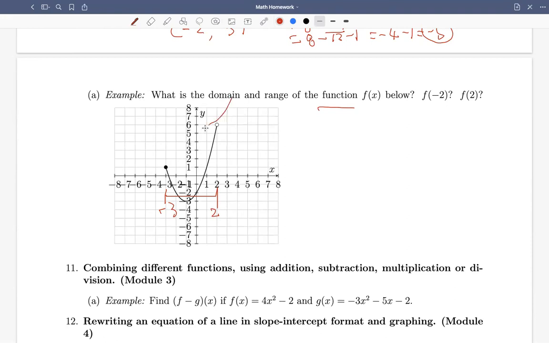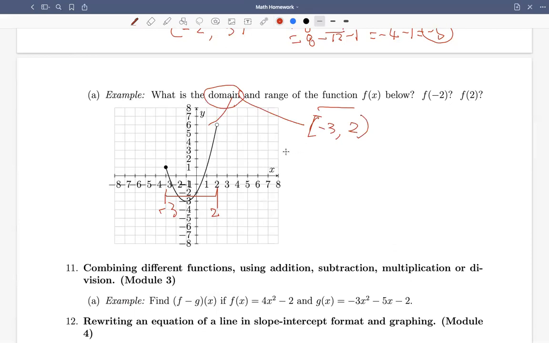So for the domain, we use the interval notation. Because we see a solid dot above -3, we use a bracket for -3. And then we see an open circle above x equals 2. So for 2, we use a close parenthesis. So that's our domain.